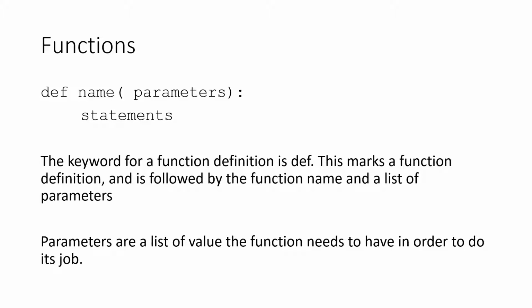The parameter list is a list of values the function needs to have in order to do its job. Some functions don't require any parameters, and so they don't need any information to be sent in. If you do need information to be sent in, you can create a parameter for each piece of information that you want to send into your function.